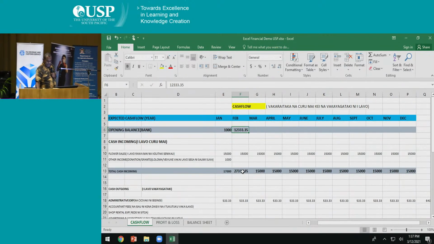1, 2, 3, this is the total. 1, 2, 3, 3. Incoming opening balance for month of February. You total it up. What's the sum? 27,335. Can you see something?